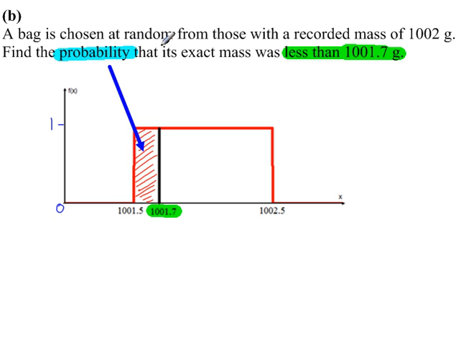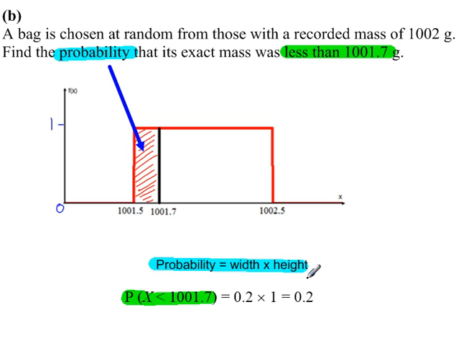And we want to work out the probability of less than 1001.7. So we need the width and the height. We multiply them to get the probability, 0.2.